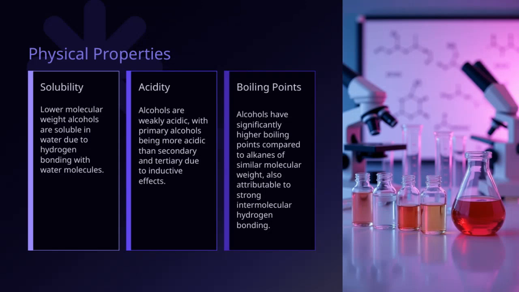Let's take a closer look at some physical properties of alcohols. First, you'll notice that alcohols have significantly higher boiling points compared to alkanes of similar molecular weight. This is mainly because of the strong intermolecular hydrogen bonding that occurs between alcohol molecules, which requires more energy to break apart. So, hydrogen bonding really influences their boiling points quite a bit.